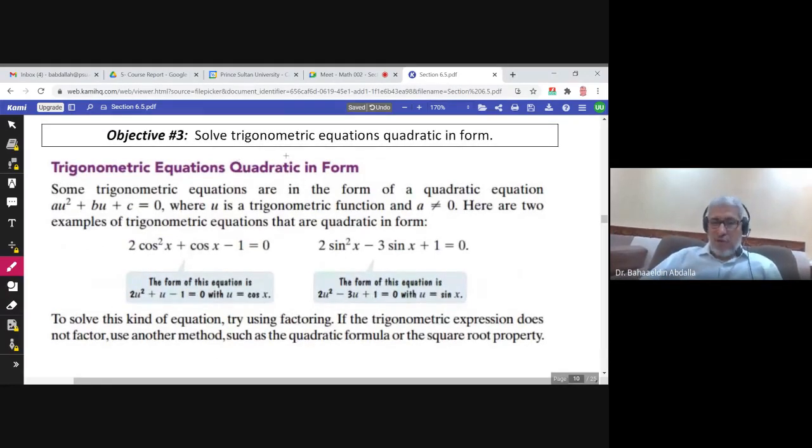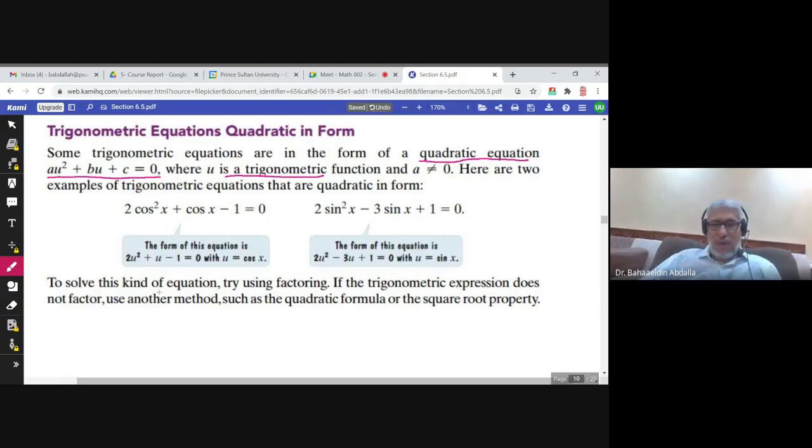Now, we will solve trigonometric equations that are quadratic in form. If you remember, a quadratic equation is au squared plus bu plus c equals 0. This is what we call a quadratic equation. Now, we will have u as a trigonometric function. So look at this equation: 2 cosine squared plus cosine minus 1. It is written like this exactly. If you call cosine x u, you will have 2u squared plus u minus 1 equals 0.